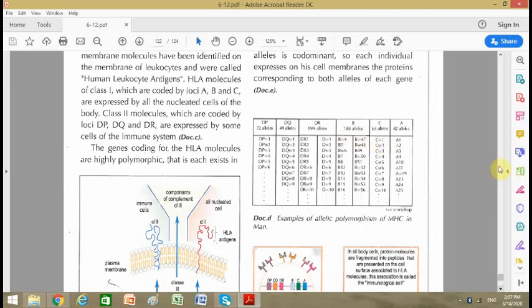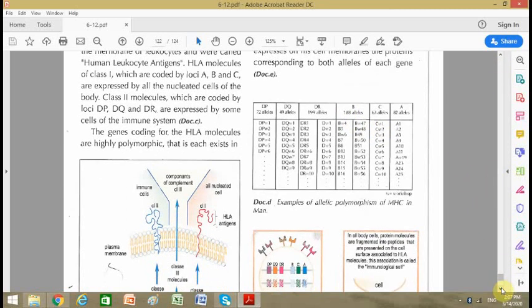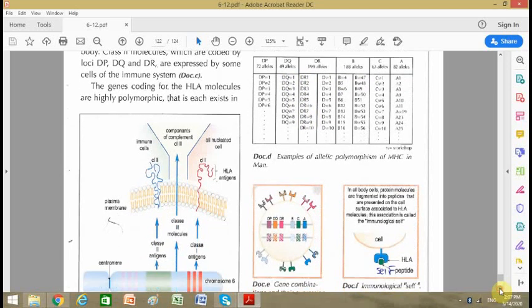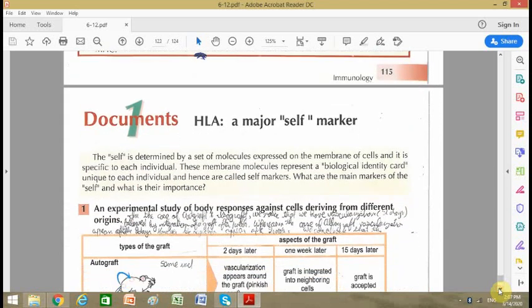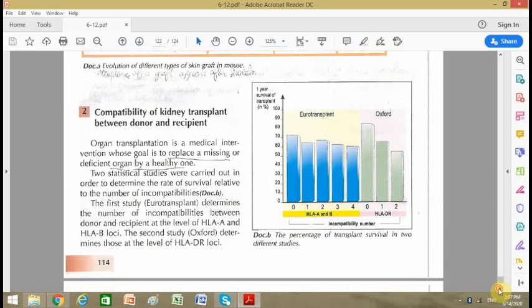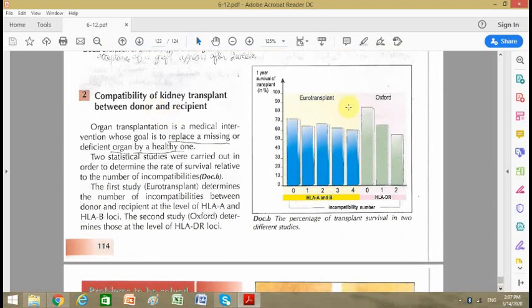So how can we make a graft? How can I make a graft which is successful if I cannot find two individuals having the same HLA? Actually, I have to think of an alternative. And in Oxford and in Europe, they tried different HLA genes compatibility in their kidney transplant between a donor and a recipient.